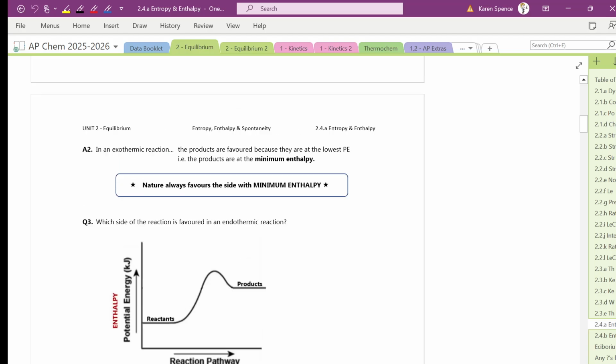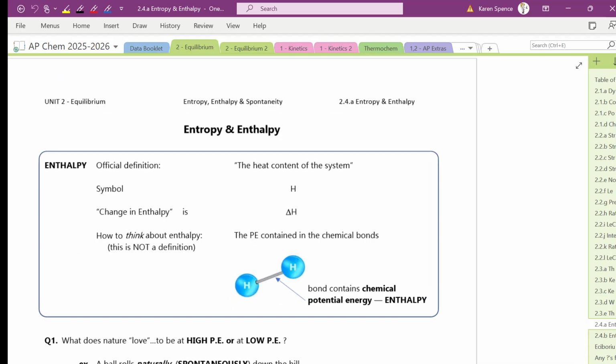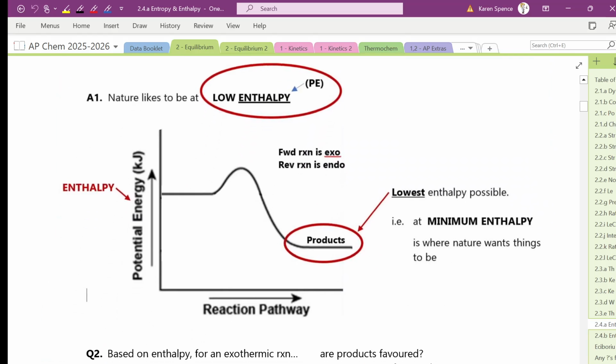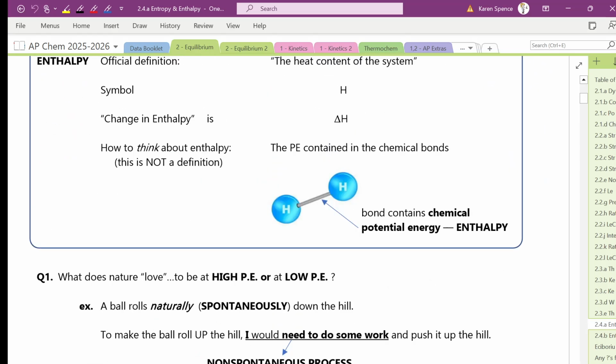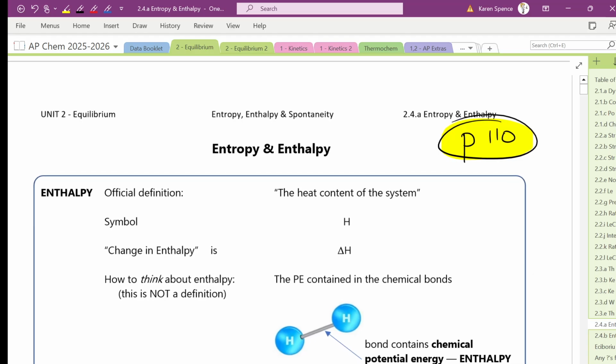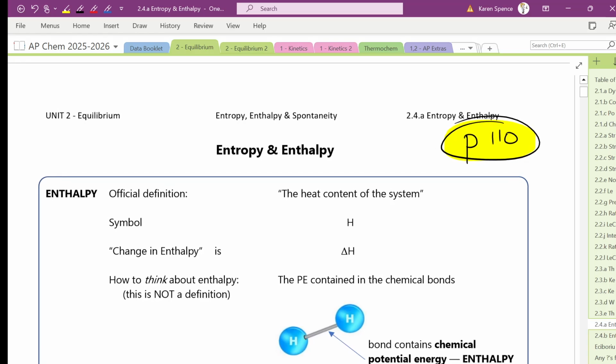And actually, this should look very, very familiar to you because you saw this in the summertime. I think I left it basically unchanged. This is page 110. Enthalpy. You should be not so bad with enthalpy. We've been dealing with it for quite some time now.